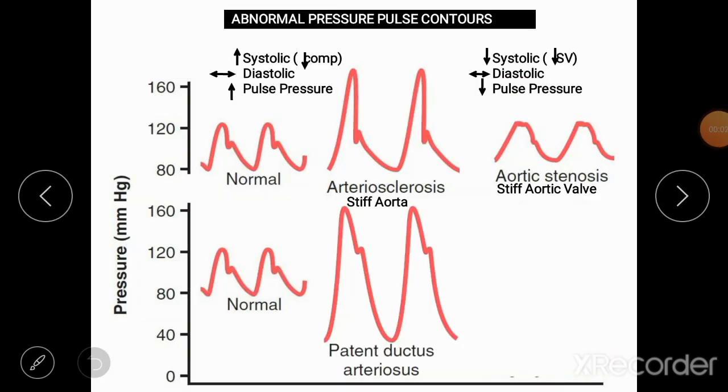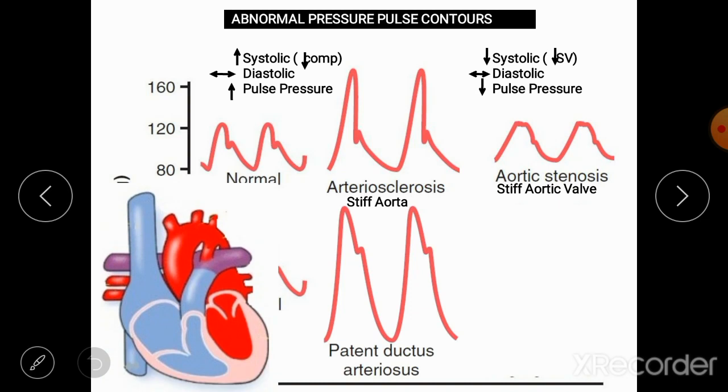So let us study another abnormal condition which is known as patent ductus arteriosus. First of all, we must know what is ductus arteriosus. Ductus arteriosus is an embryonic structure which is present in an embryo during the intrauterine life. But as soon as the baby is born, this duct is closed off. But in abnormal conditions, this duct persists and remains open, and this abnormal condition is known as patent ductus arteriosus. Patent means open, and ductus arteriosus is this structure.